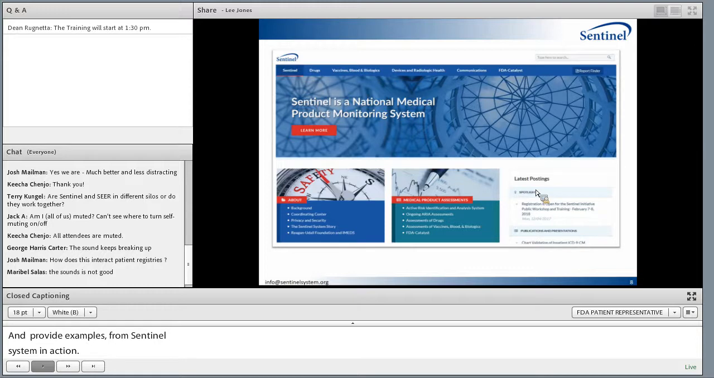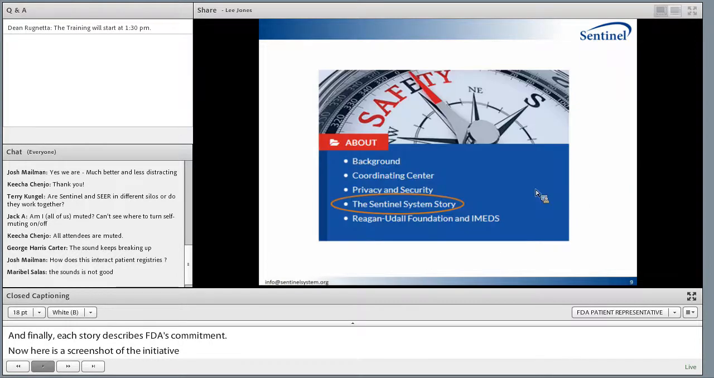Now, here is a screenshot of the Sentinel Initiative website, and you can connect at sentinelinitiative.org. This is what Tyler has already covered. Now, this is a very relevant site. This is a magnification of where you can find the Sentinel system story for the public and for providers. And it's on the front page. You click on the Sentinel system story, and you'll see there's 2 respective stories.